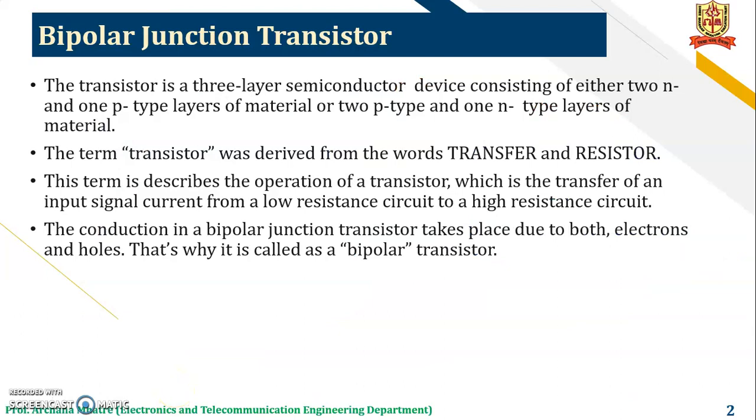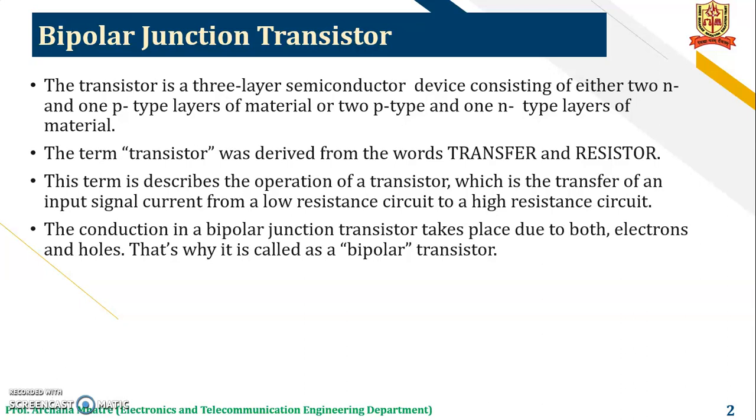A transistor is a three-layer semiconductor device consisting of either two N-type and one P-type layers of material, or two P-type and one N-type layer of material. The term transistor was derived from the words transfer and resistor. This term describes the operation of a transistor, which is the transfer of an input signal current from a low resistance circuit to a high resistance circuit.